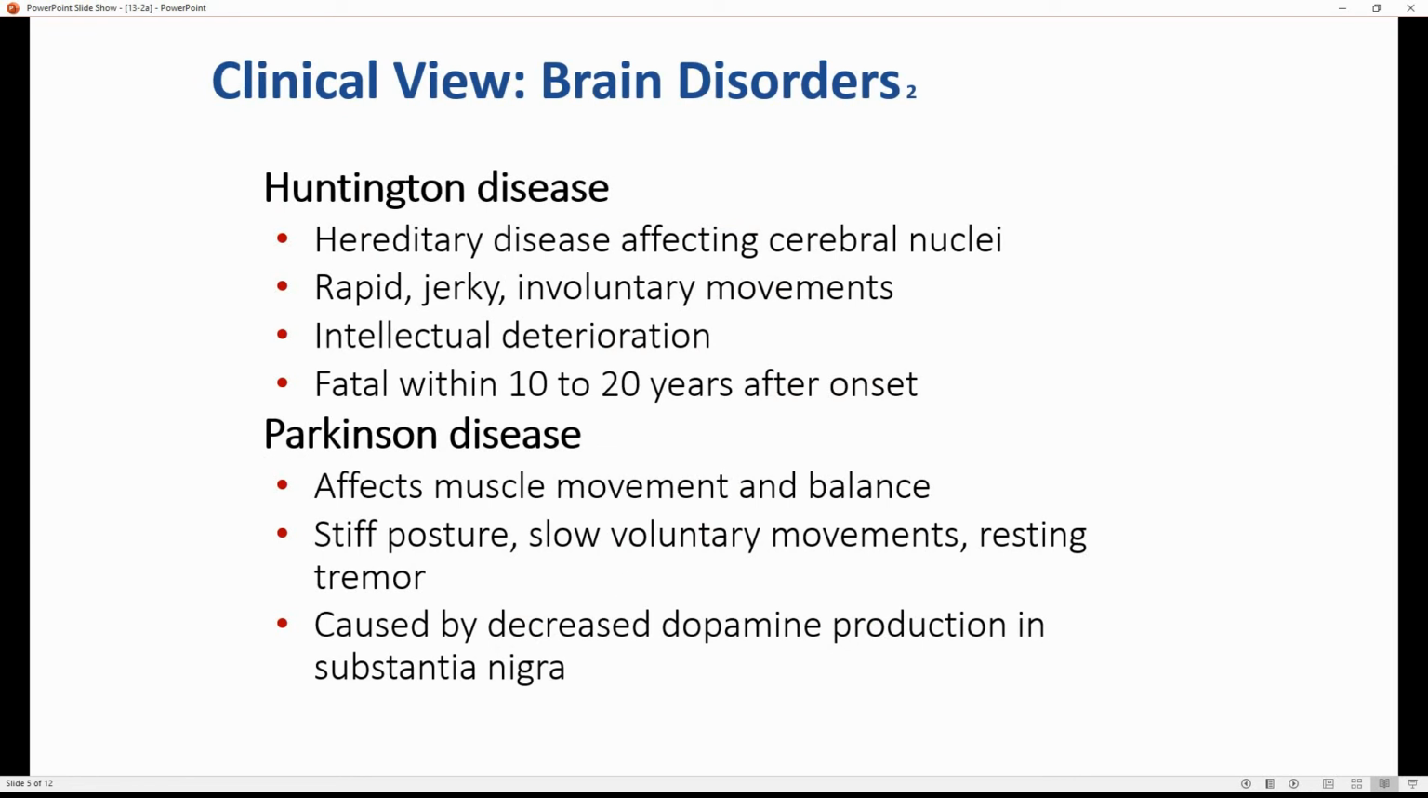Huntington's disease is a hereditary disease affecting the cerebral nuclei. It ends in rapid, jerky, involuntary movements and can cause some intellectual issues. It's fatal within 10 to 20 years after onset.